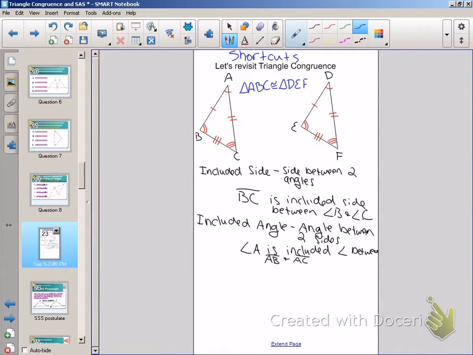What I'm going to be talking about in this video is that you actually don't have to have every single piece of that information in order to be sure that two triangles are congruent.